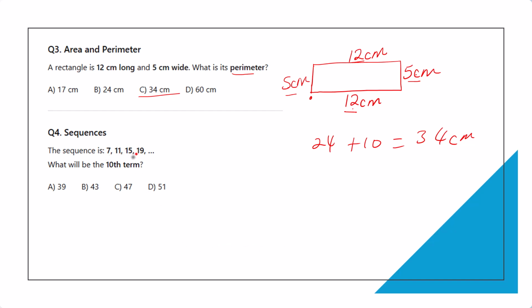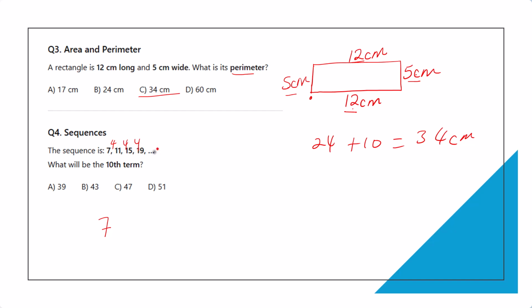Now, question 4 is asking what is the 10th term? Now, look, the first one is 7. Then we have 11, which means we're adding 4. 7 plus 4 is 11. 11 plus 4 is 15. 15 plus 4 is 19. So we keep adding. We just keep adding 4.